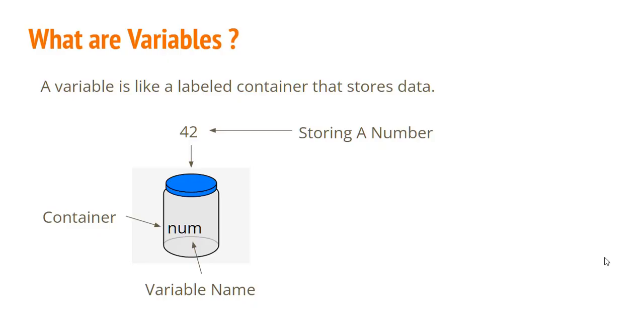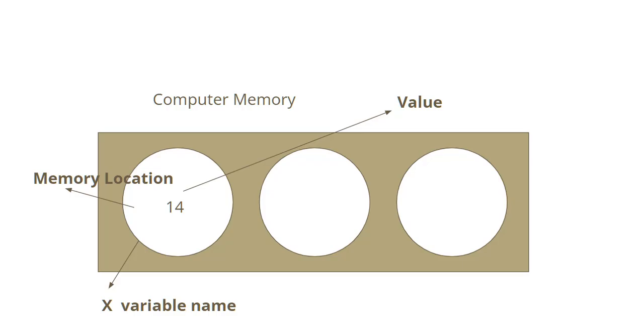What are variables? A variable is like a labeled container that stores data. For example, in this image, a container has the name num and stores the value 42. A variable is stored in the memory of a computer.